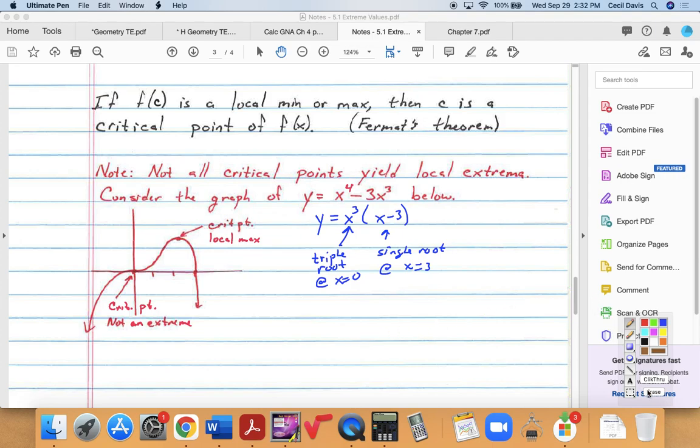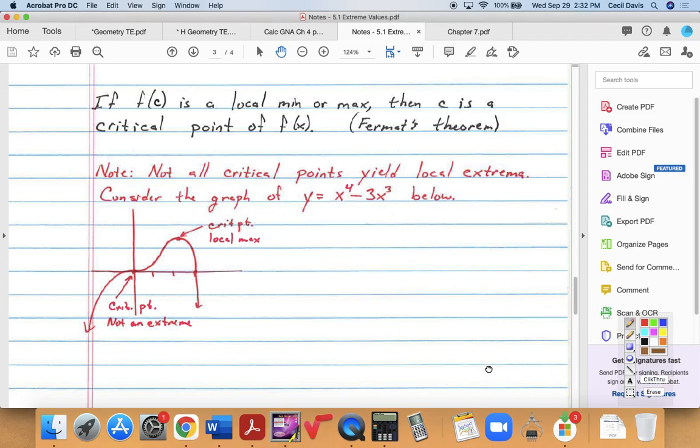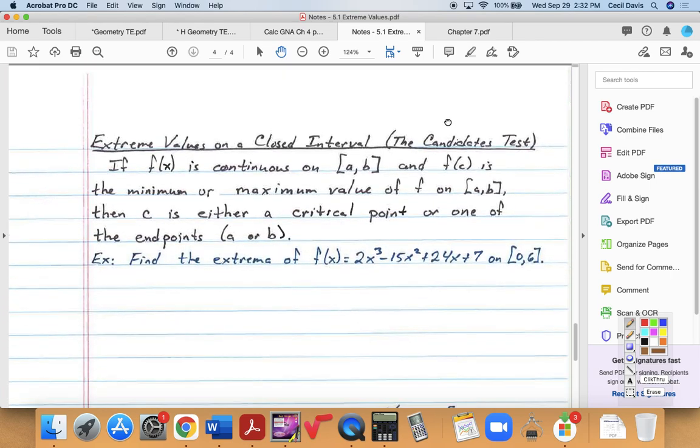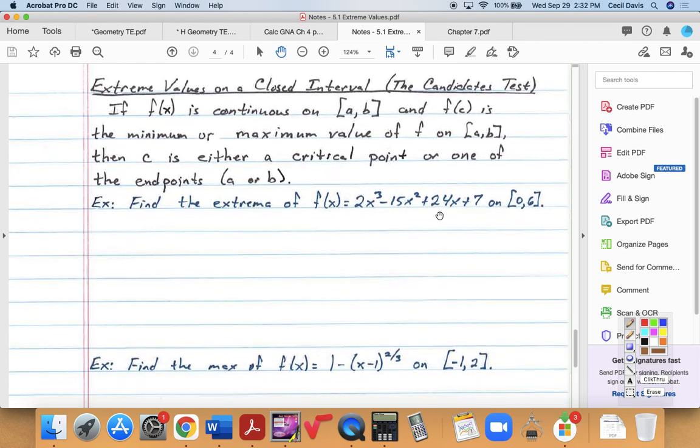Okay, let's move on. Page 4. So, extreme values on a closed interval. This is frequently in other textbooks. Your book never calls it this, but at the College Board, everybody calls it this. It's called the candidate's test.